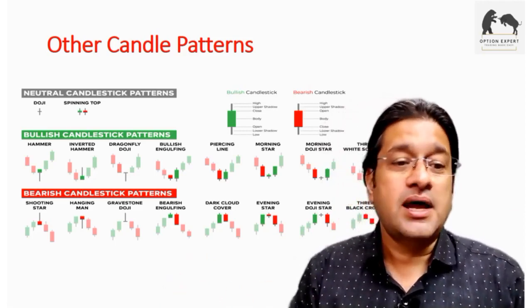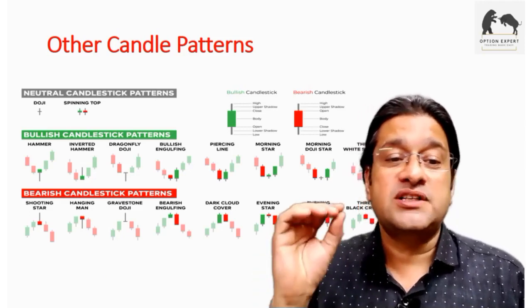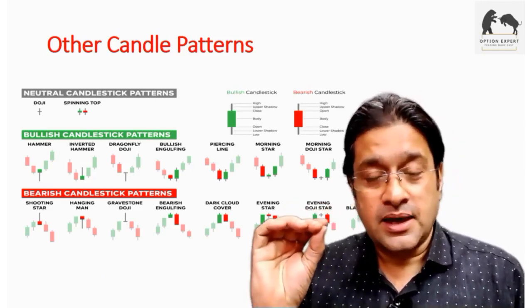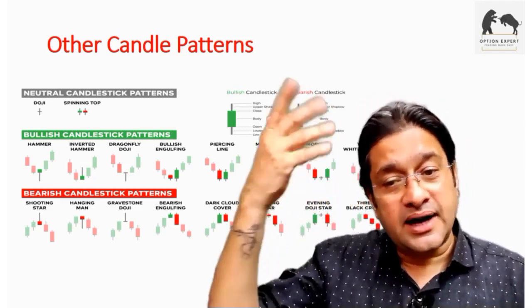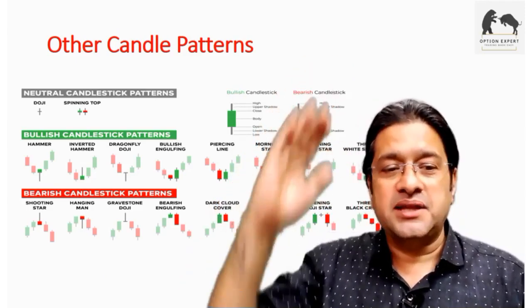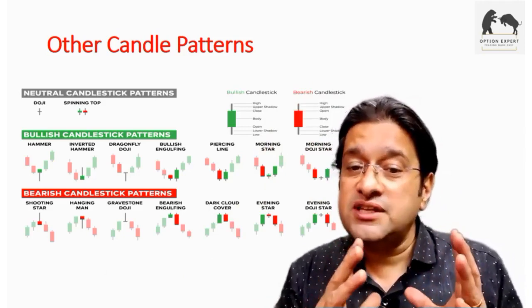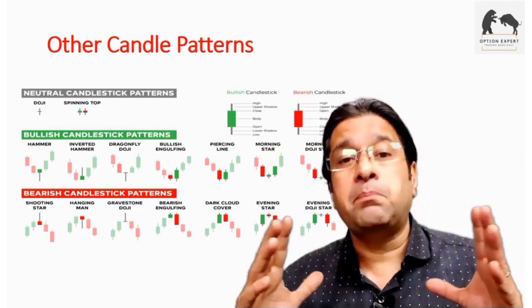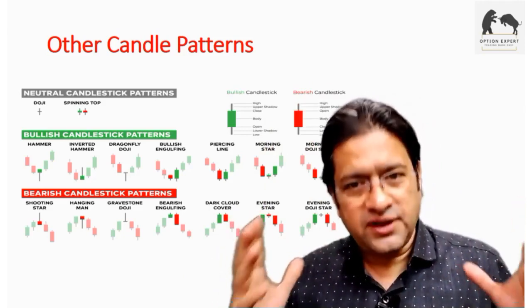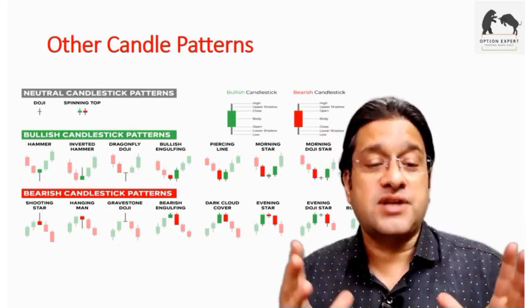That's a shooting star. Then there is a gravestone doji, just like we saw the dragonfly doji. If it is happening at the top and it is reversed, like the shadow is on the upside, then it's a gravestone doji. Usually we have seen these gravestone dojis at the end of a big bull rally, signifying the end of a large rally.